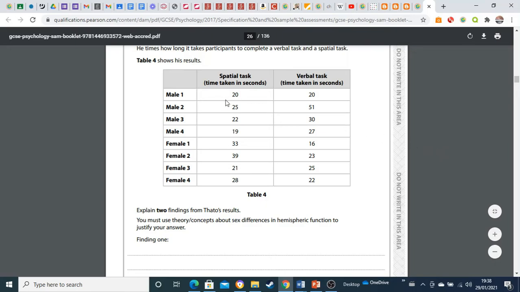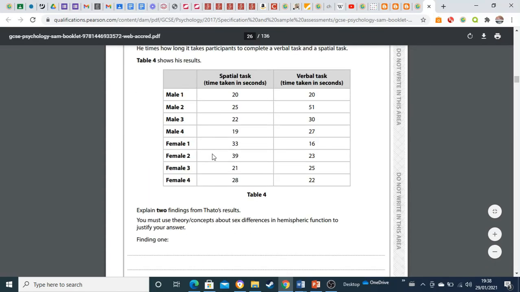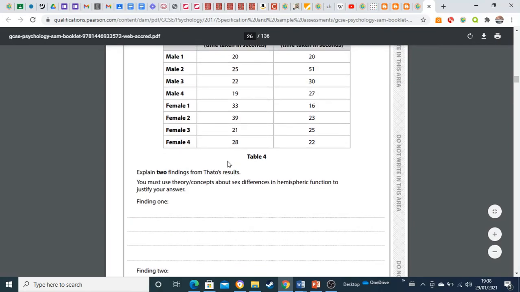So, for example, wow, okay. You might want to find the mean for a few of these. So, for example, the mean of these and the mean of these. So, for example, spatial tasks. So, spatial tasks to the right hemisphere. So, finding 1.